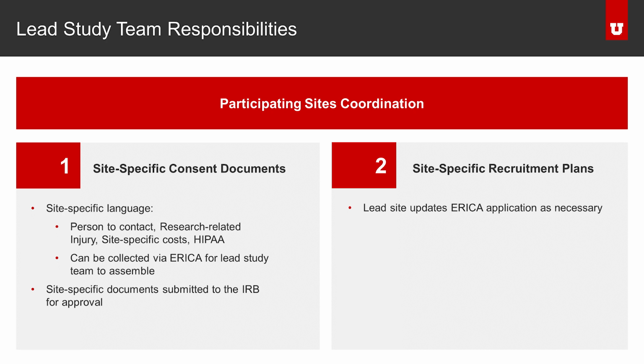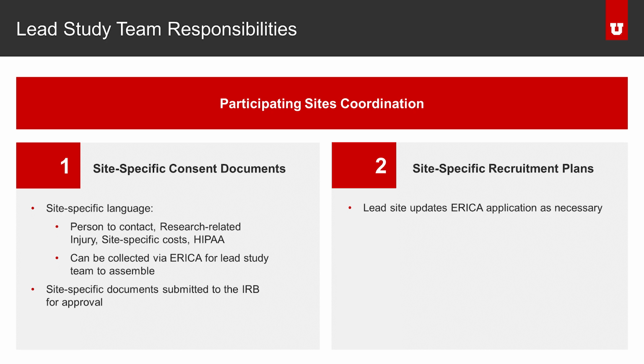The lead study team will assist the University of Utah IRB to coordinate communication and study materials for the participating sites. You will need to draft a version of the consent document for each participating site. Generally, site-specific language will include person to contact, research-related injury, site-specific costs, and HIPAA authorization. The lead study team can choose to draft all versions of the consent themselves or can delegate this responsibility to each participating site. If you choose to draft the consent versions yourself, the University of Utah IRB can help you to collect the site-specific consent language using the ERICA system. You will be able to use this language to draft the consent documents for each site.